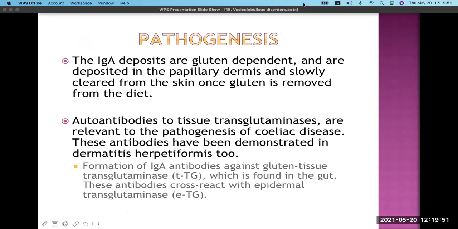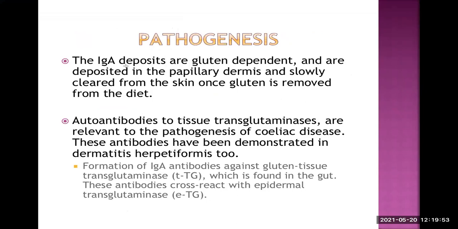Now, let's talk about the pathogenesis here. The IgA deposits are gluten dependent and are deposited in the papillary dermis and slowly cleared from the skin once gluten is removed from the diet. This IgA is the main antibody here. This IgA will be deposited in the papillary dermis.